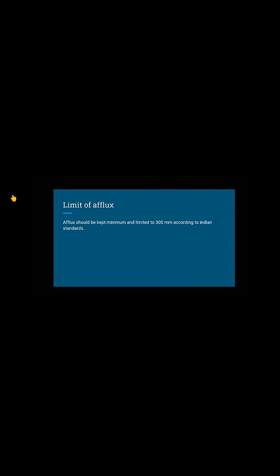So as we studied what is afflux and how much we should keep, we should keep the limit up to 300 mm according to the Indian Standard. If the afflux is more, then the scour will be more. Again, the scouring is related to our soil condition, which kind of soil it is, and what velocity we are maintaining, isn't it?